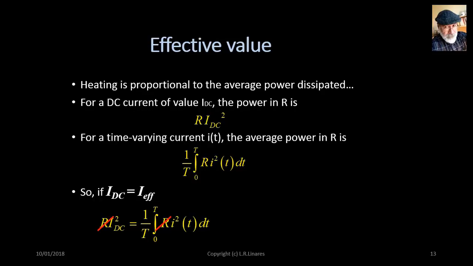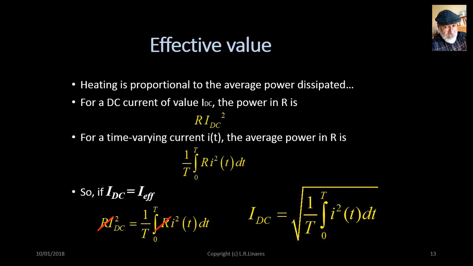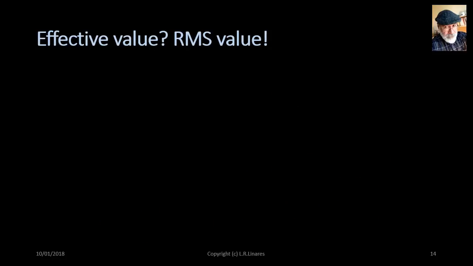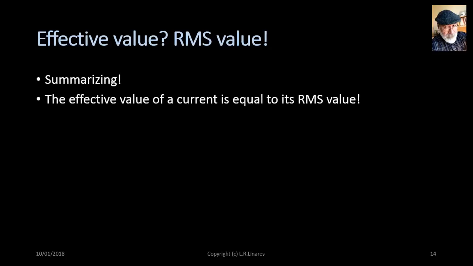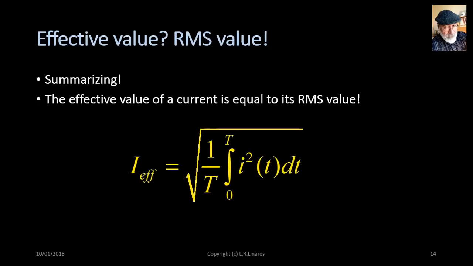We can simplify for resistance, take the square roots, and find that the search for DC current is the root mean square of the current. That means that the effective value is another name for the RMS value. There's your physical interpretation of the RMS value. Summarizing, the effective value of a current is equal to its RMS value.